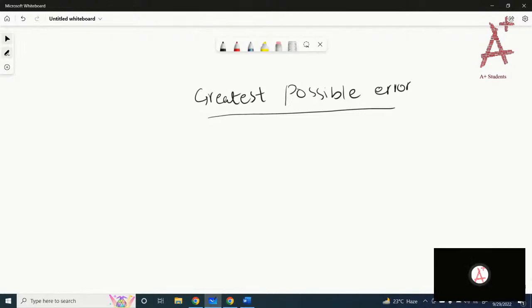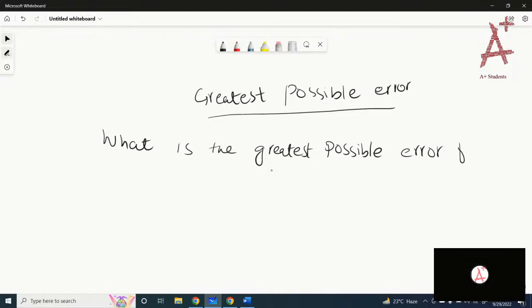Okay, so let's start with the example. What is the greatest possible error for a measurement of 5 feet? Let me write down the example. What is the greatest possible error for a measurement of 5 feet?